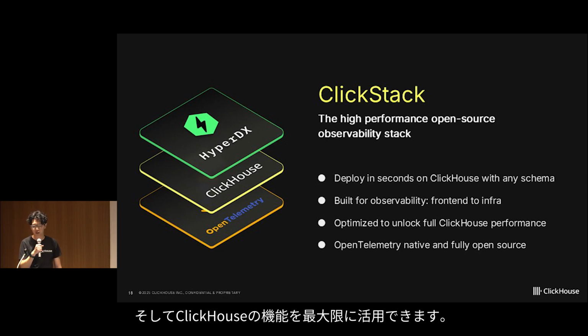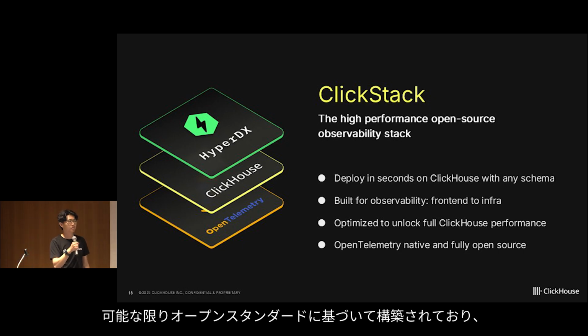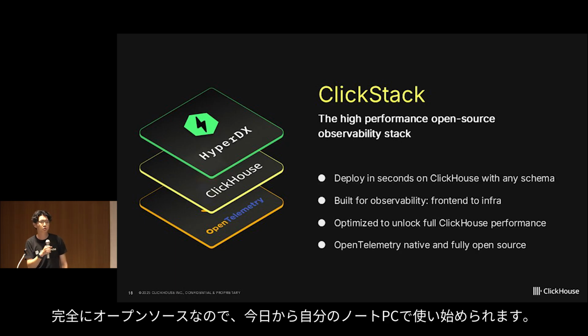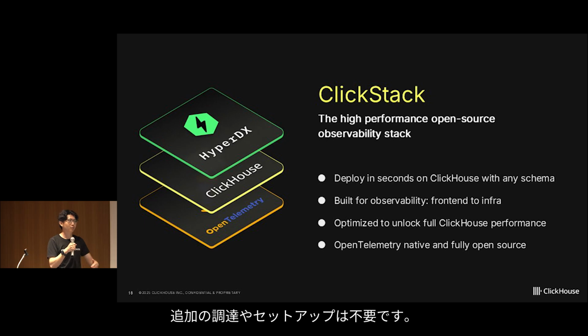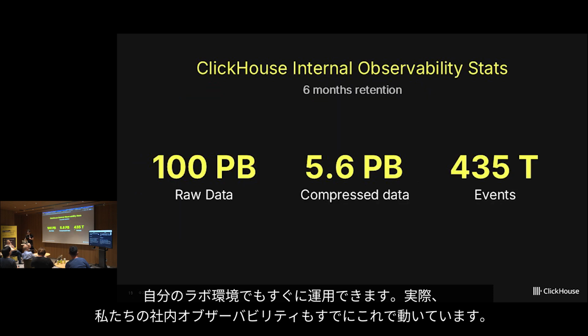leveraging ClickHouse's capabilities. And then last but not least, it's OpenTelemetry native, so based on open standards as much as possible. And it's also fully open source, so you can get started on your laptop today without having to do any extra procurement or anything like that, run it on your own labs and all that. And this is, of course, already being used to power our internal observability.